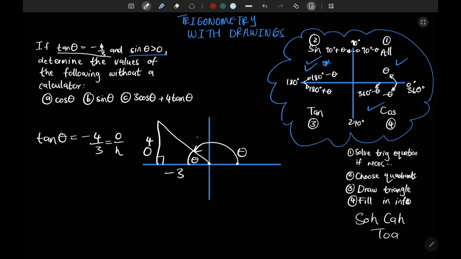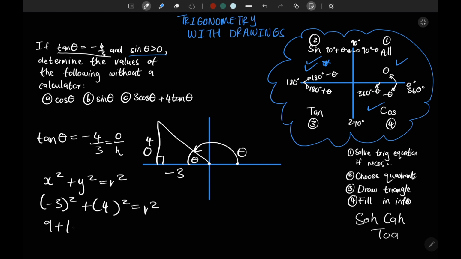To do so, we have to use our Pythagoras theorem. We'll say x squared plus y squared is equal to r squared. I hope you guys still remember this. I did this in the previous video. So let's substitute. We have negative 3 squared plus 4 squared is equal to r squared. Remember, r squared is our hypotenuse. We have 9 plus 16 is equal to r squared. Then r squared is equal to 25.